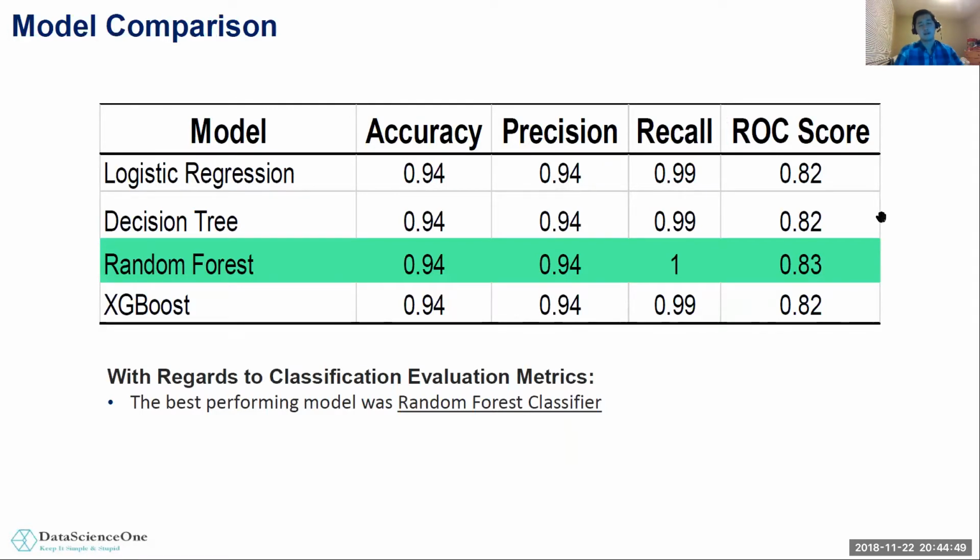So now, let me talk about the model comparison. As a result, this is the model comparison table, basically showing the classification evaluation metrics on each model's performance. The best performing model ended up being the random forest classifier with the highest accuracy of 0.94, also with the log score of 0.83.